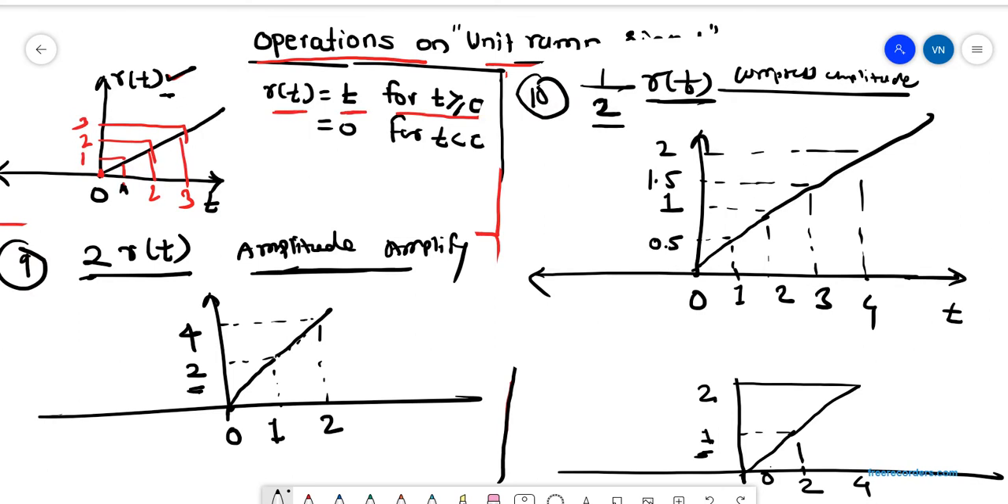So in the next video we're going to see again some operations on different signals.